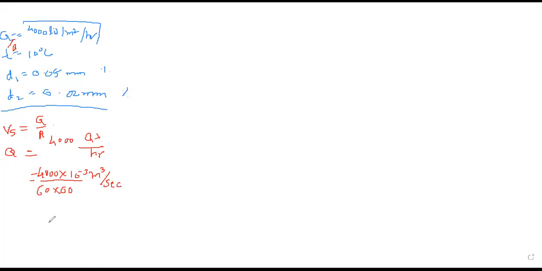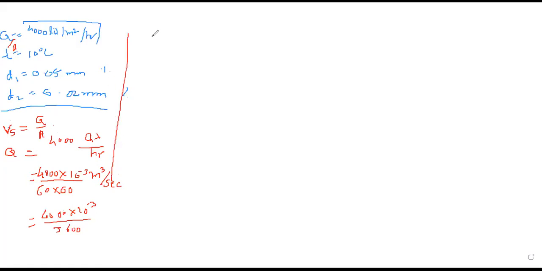Is it? So this way our value of Q will be 0.33 into 10 raised to minus 3. Okay, let it be like this only. We will keep first 4 into 10 raised to minus 3 upon 3600. Okay, now what we want to find out? We want to find out the Vs. Vs is equal to, Vs is nothing but Q by A.